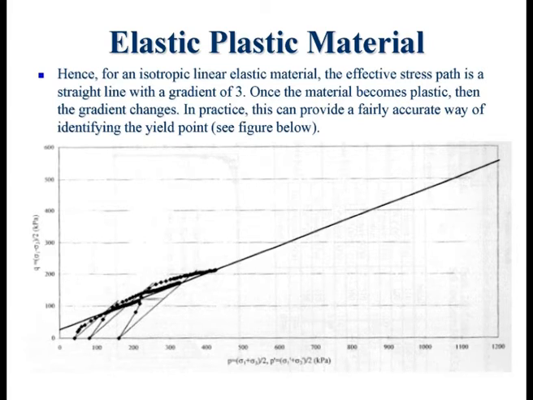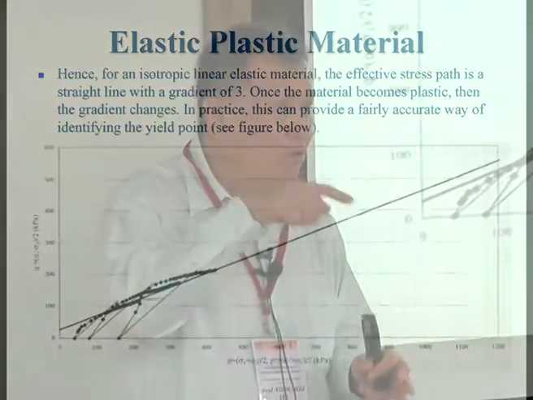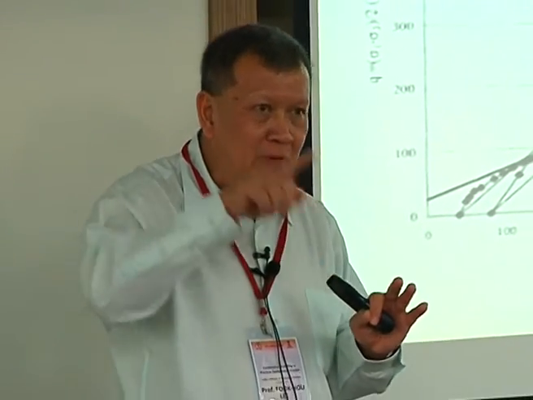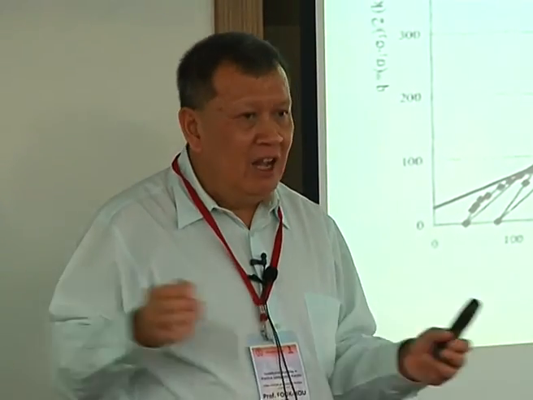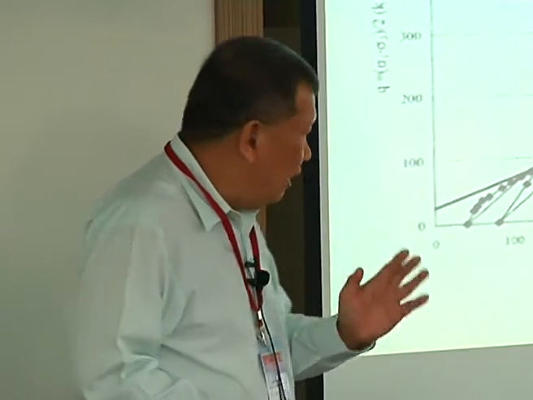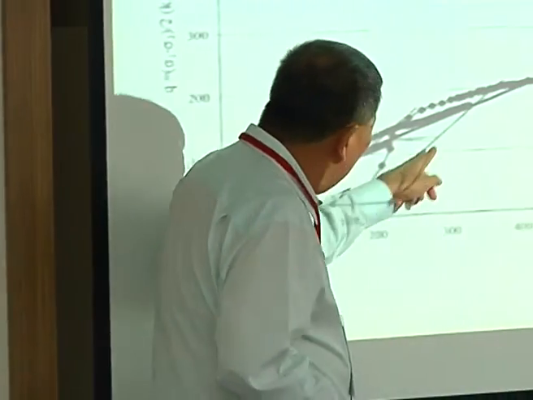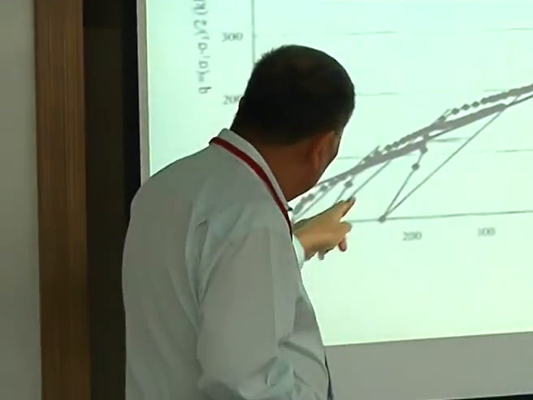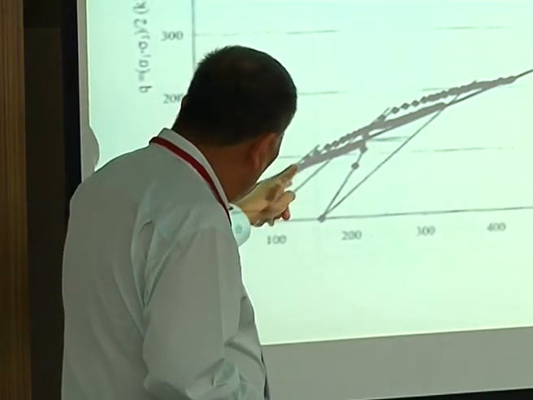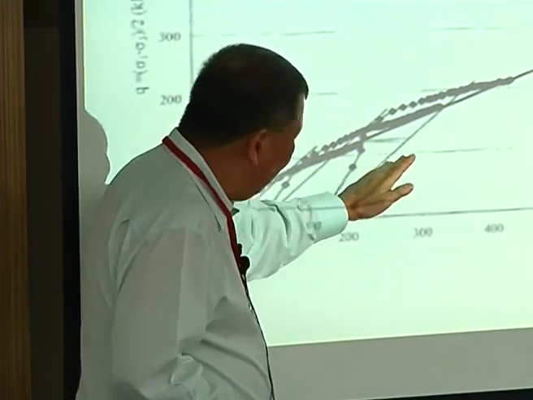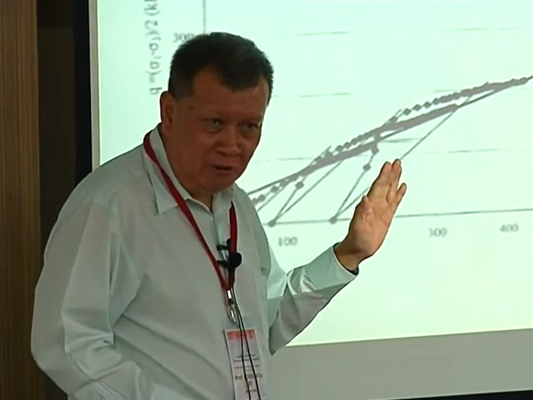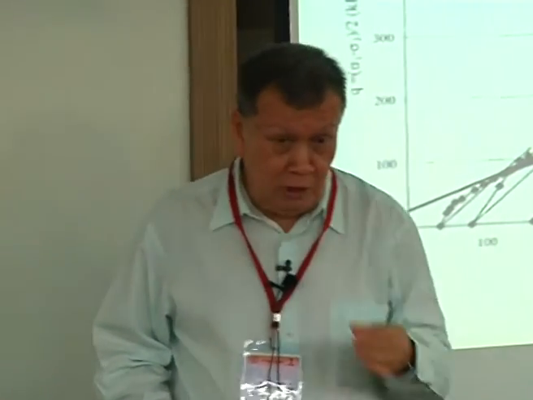The total stress path is usually very nice because it's controlled by the person doing the test. You want the total stress to occur in a certain way, monotonic testing, and so it's a very nice straight line. All three are very nice straight lines going all the way up, with a gradient of 1 to 1. They are parallel to each other. So that's the three total stress paths.